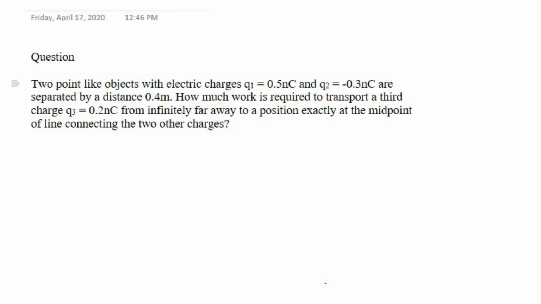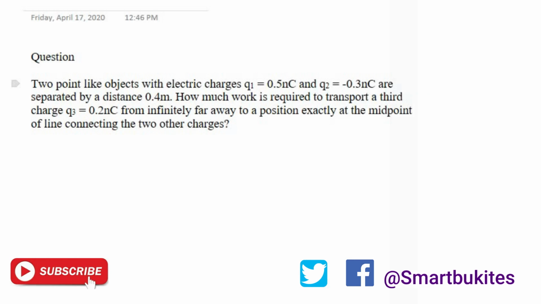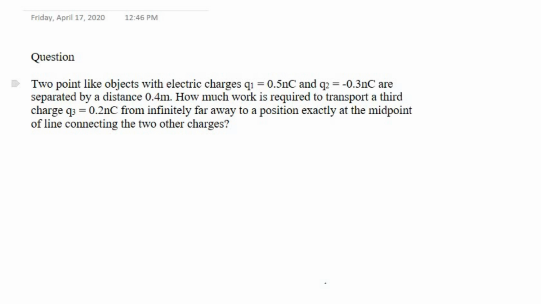Today we're having a question on point charges. So here is the question: Two point-like objects with electric charges Q1 equal to 0.5 nanocoulomb and Q2 equal to minus 0.3 nanocoulomb are separated by a distance of 0.5 meter. How much work is required to transport a third charge Q3, which is equal to 0.2 nanocoulomb, from infinitely far away to a position exactly at the midpoint of the line connecting the two other charges?